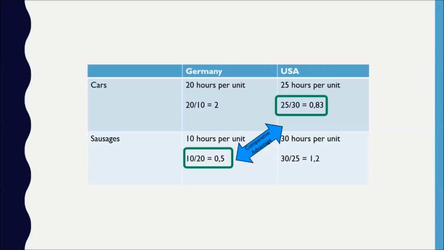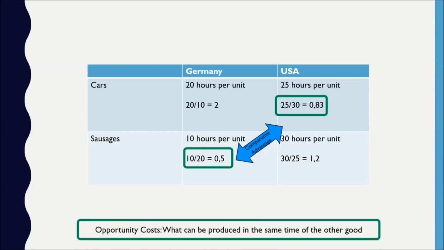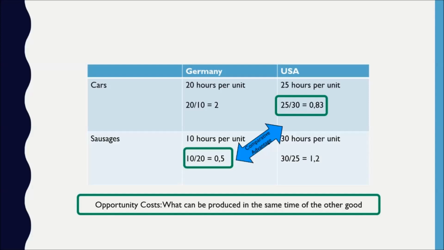Comparative advantage is the ability of a country to produce a good or a service at a lower opportunity cost than its competitor. To come back to our example, Germany sacrifices less to produce sausages than it would producing cars, and the USA sacrifices less to produce cars than producing sausages. In general, the opportunity cost shows us what a country sacrifices when they choose one good over another.